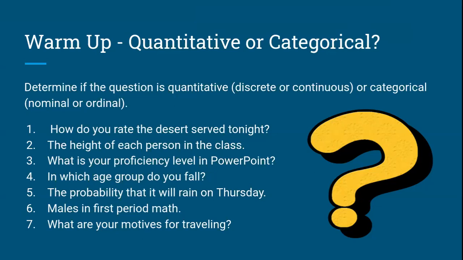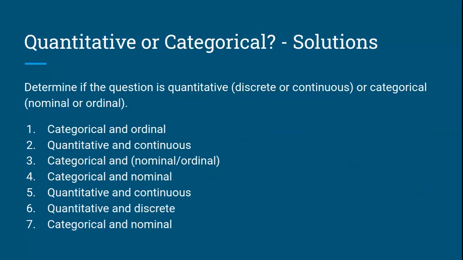So again, we were looking at questions, determining if they are quantitative or categorical. And then we will be looking at their results. If they're quantitative, are their results discrete or continuous? And if they are categorical, are their answers nominal or ordinal? For those who missed the class and will have to look at the video, I also included a slide with the solutions on them.